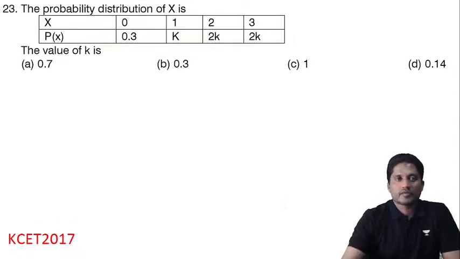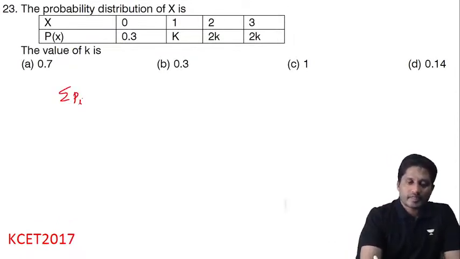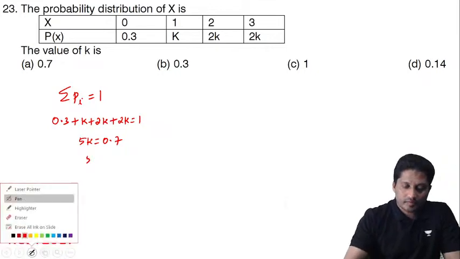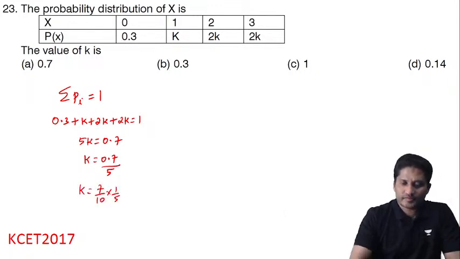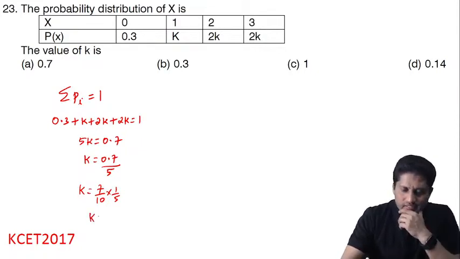Alright, sum of all probabilities is 1, right? Sum of all probability is equal to 1. If you add, this is 0.3 plus K plus 2K plus 2K equal to 1. So this is 5K is equal to 1 minus 0.3, which is 0.7. From this, K is equal to 0.7 by 5. 0.7 can be written as 7 by 10, then divide by 5.